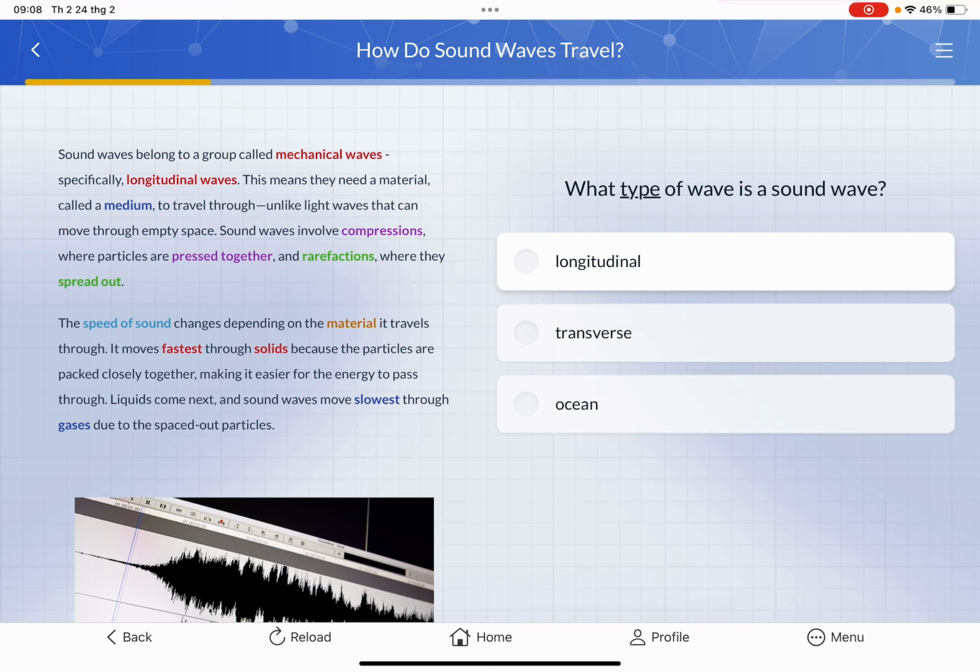Which type of wave is a sound wave? It is a longitudinal wave and a mechanical wave. Here we have only longitudinal, so it is longitudinal.